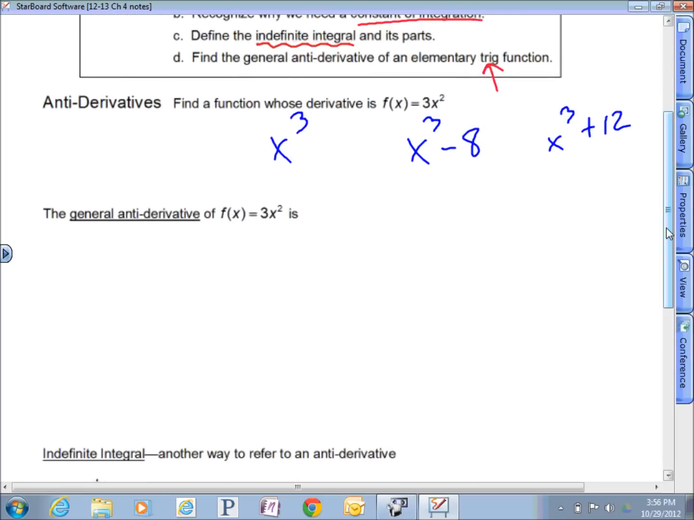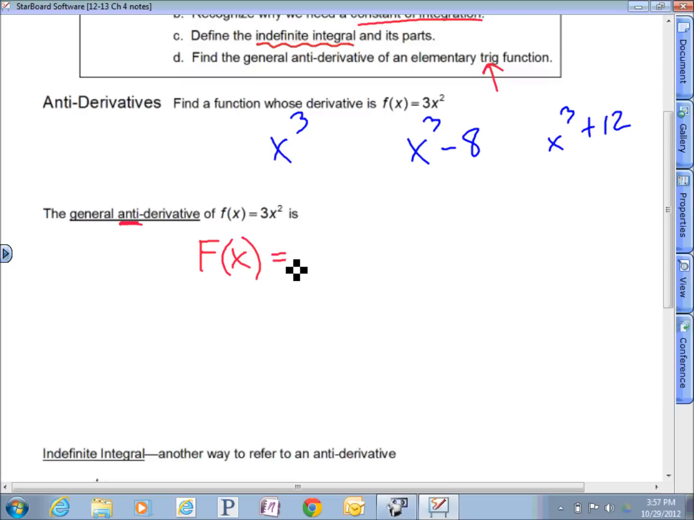So, the general antiderivative of f of x equals 3x squared. What does this mean? Well, we're used to saying if I take the derivative of f of x, I get f prime of x. So now I'm going the other way. Instead of taking the derivative of this f of x, I want the antiderivative of this thing. Well, the antiderivative means I'm going the opposite direction. The antiderivative of a lowercase f of x is going to be a capital F of x. That's just kind of how math people do it.